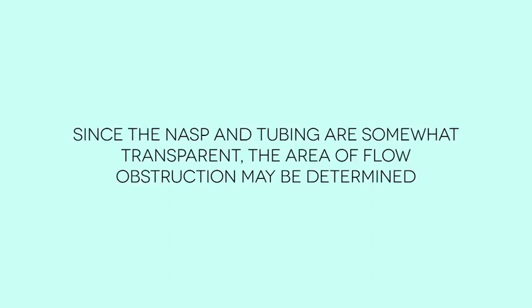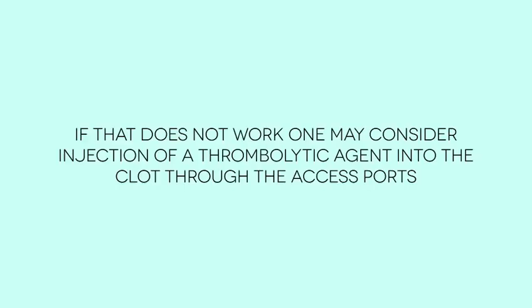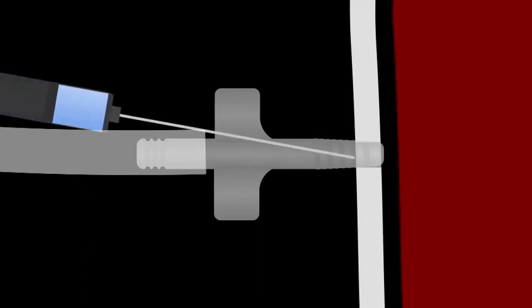Since the NASP and tubing are somewhat transparent, the area of flow obstruction may be determined. Start by stripping the tube. If that does not work, one may consider injection of a thrombolytic agent into the clot through the access ports. Full negative pressure should be maintained during this maneuver. One can also advance the needle into the subdural space and directly aspirate the fluid collection.